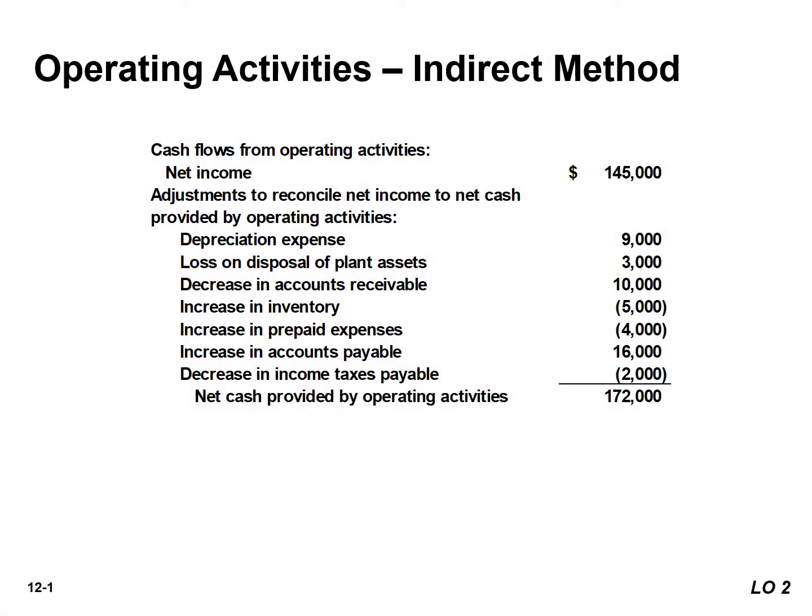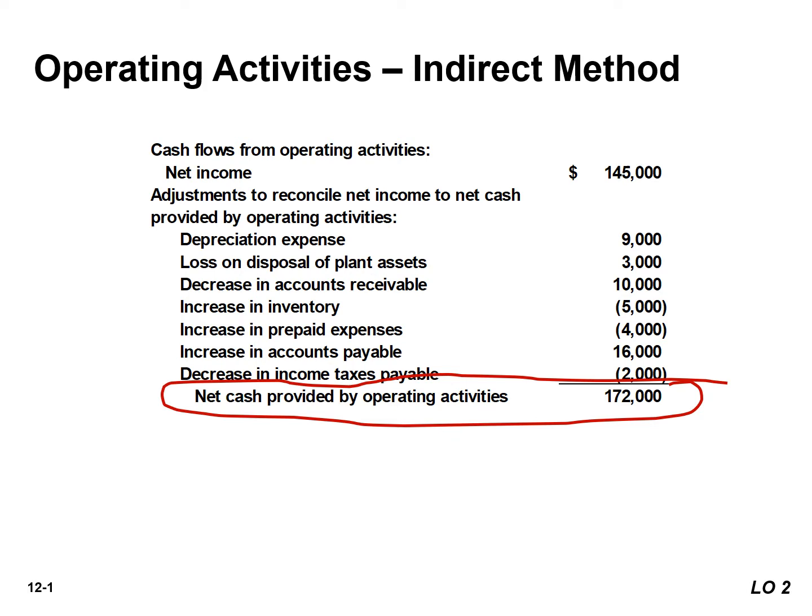When preparing the operating activities section of the statement of cash flows, there are two methods that we can use, the direct method or the indirect method. Both methods arrive at the same amount for net cash provided by operating activities. In this instance, it's $172,000. They differ in how they arrive at the amount.